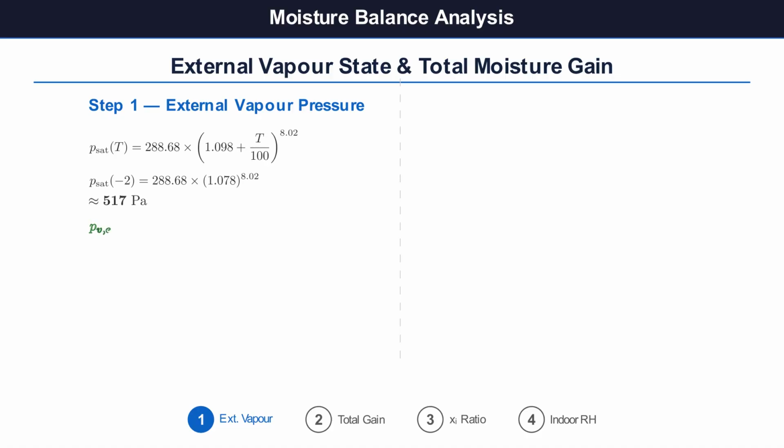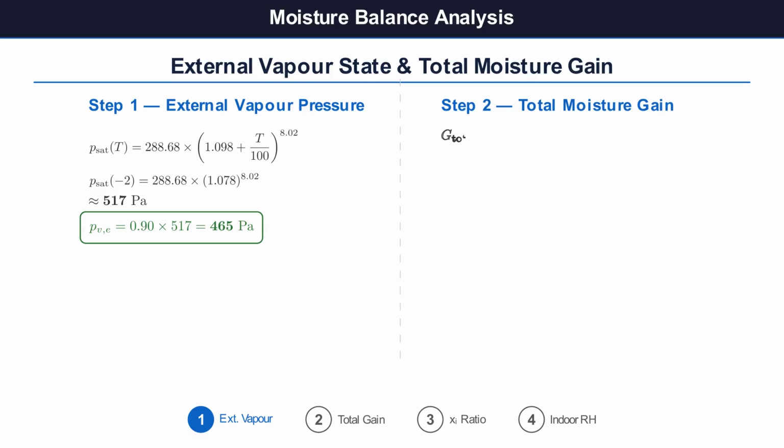The actual outdoor vapor pressure PVE is the product of the relative humidity and the saturation pressure. PVE equals 0.90 multiplied by 517, giving an actual outdoor vapor pressure of 465 pascals. Step 2. Applying the conservation of mass principle, the total moisture generation rate G total equals G built plus G int, the sum of all internal generation sources. Substituting the values, 20 grams per hour plus 120 grams per hour yields a total internal generation rate of 140 grams per hour, which is equivalent to 0.14 kilograms per hour.